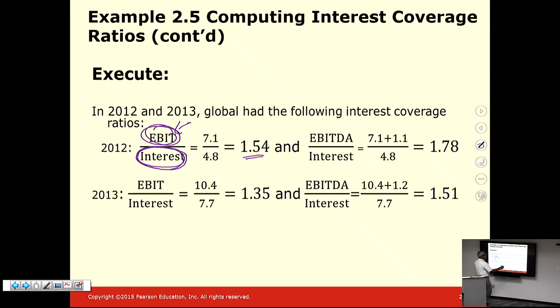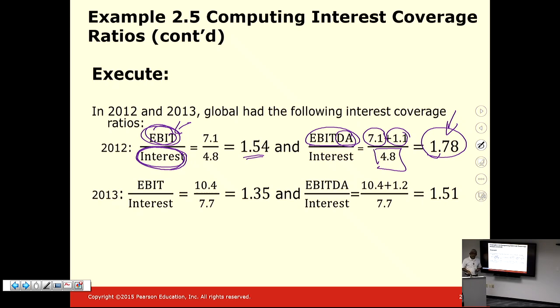And a variation of that, we do EBITDA. We do EBITDA because we know depreciation and amortization is a non-cash charge. So we take EBIT, add back the depreciation and amortization, and then divide it by 4.8. This gives me a better number. It tells me that I have 1.78 times the coverage I need to service my interest.